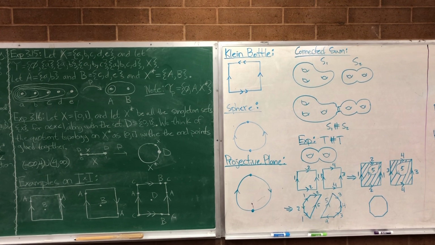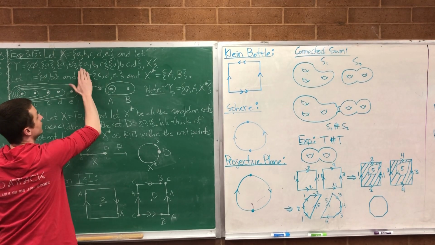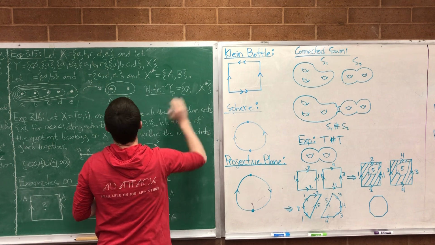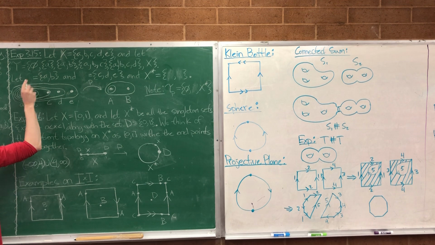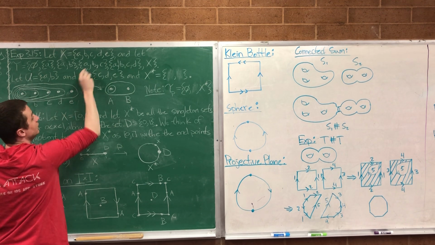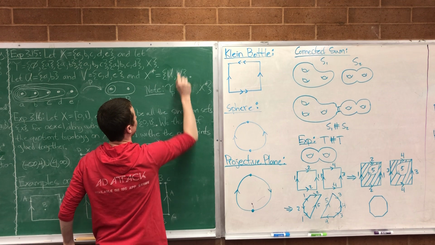We're going to let A be the set AB and B be the set CDE. Notice that if we let X star be the set containing A and B, it's now a partition. Everything in X shows up in either big A or big B. I don't like that these have elements that are the same name. Let me rename these. We'll call them U and V. That way, when I reference them, I don't have to.